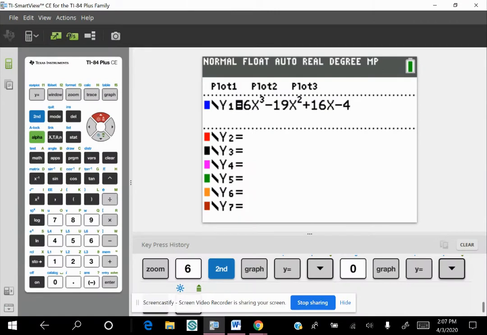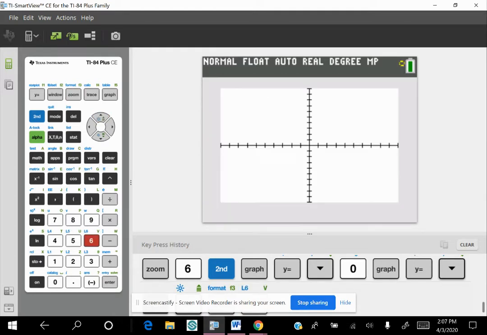I did that right here. So now I have y1 equals that, and I asked you to find an obvious 0 value. So let's hit zoom 6, our standard zoom. Take a look at that graph.